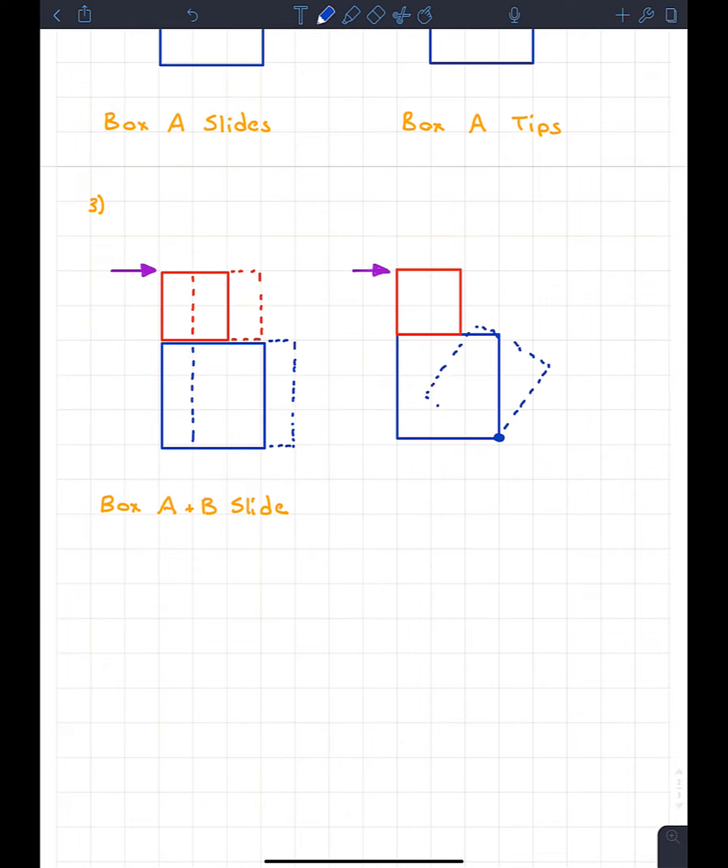And forgive me for taking so long. I know you guys don't really want to watch me do this, but part of the fun. So let's say that they both tip together. So this is my fourth one, and I say box A and B tip.